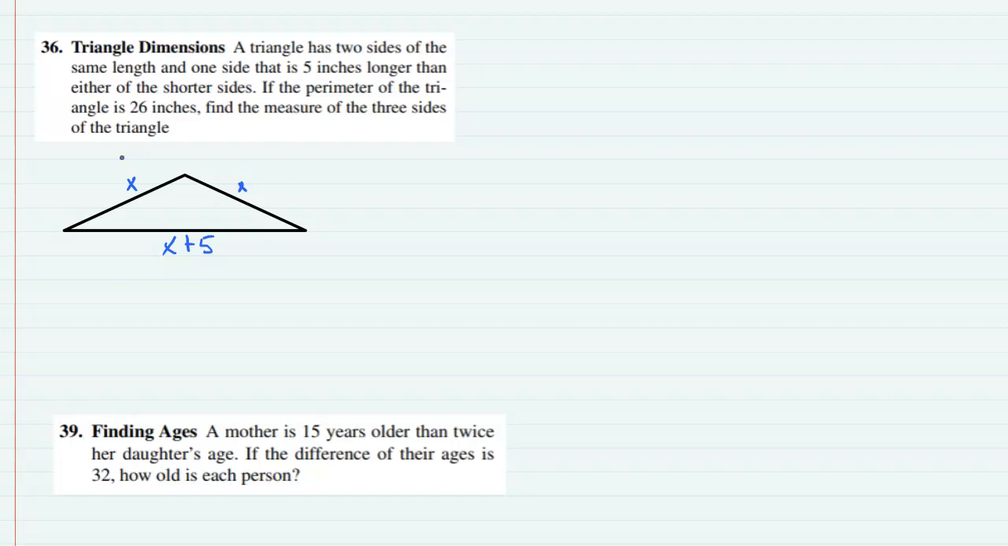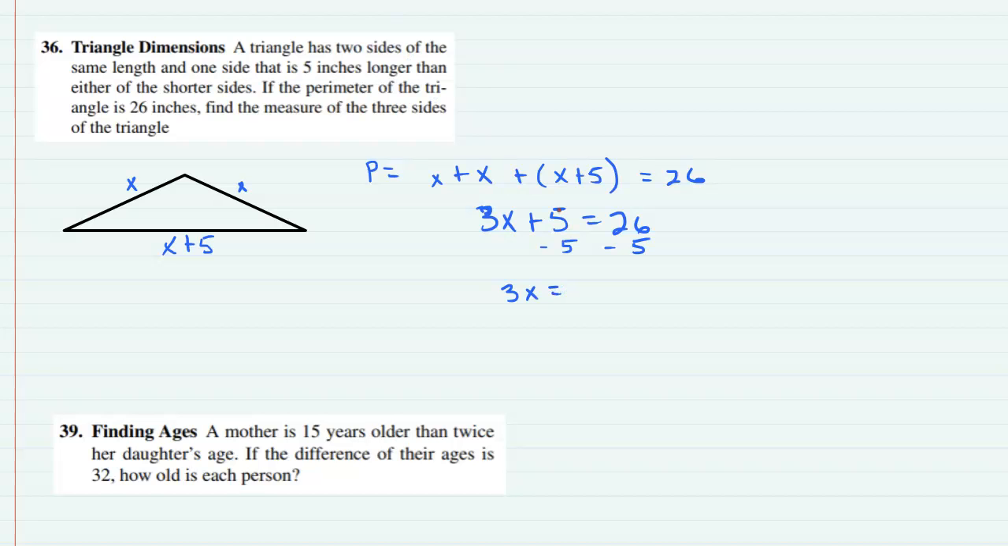Perimeter of a triangle is just all 3 sides added together. So the perimeter is 26 inches. So perimeter is x plus x, or you could say 2x, plus x plus 5. That's going to equal 26 inches. So we've got 3 x's here. X plus x plus x is 3x plus 5 is 26. Now I'm going to subtract 5 from both sides. And I get 3x equals, and don't forget the 5 here turns to 0. So 3x equals 26 minus 5 is 21.